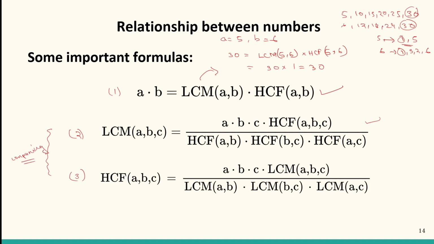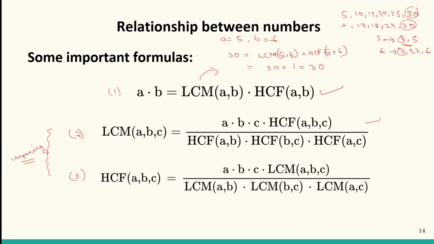In the first case, what you did was you found the LCM of three different numbers, right? So when you try to find the LCM of three numbers, that is A, B, C, what you do is you use HCF in the formula.